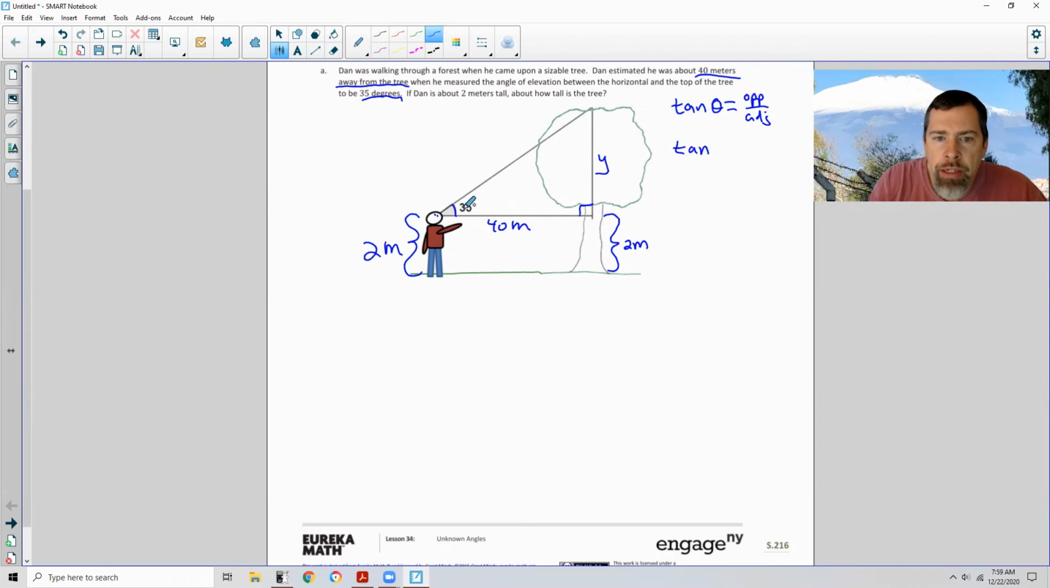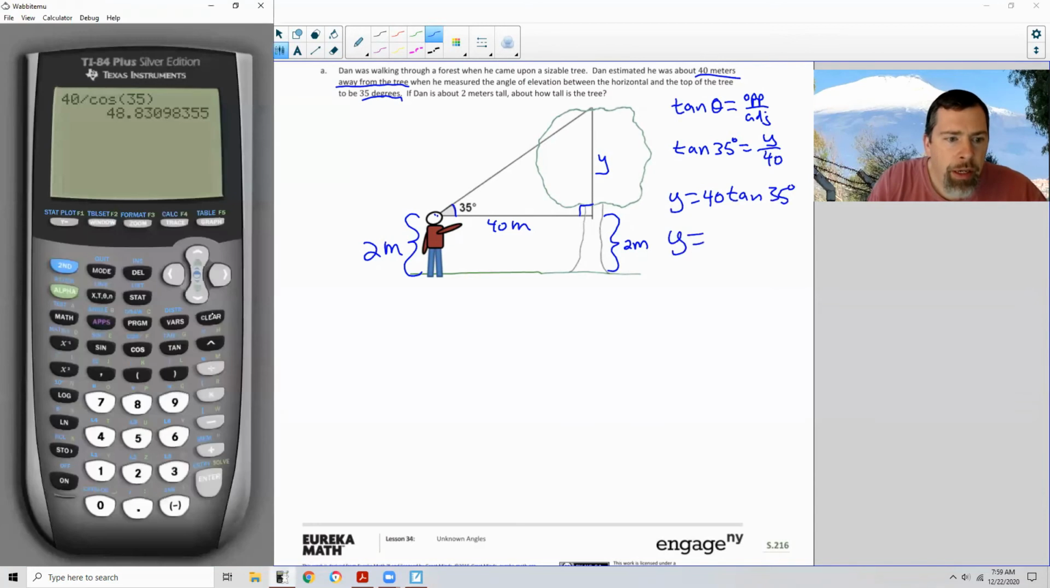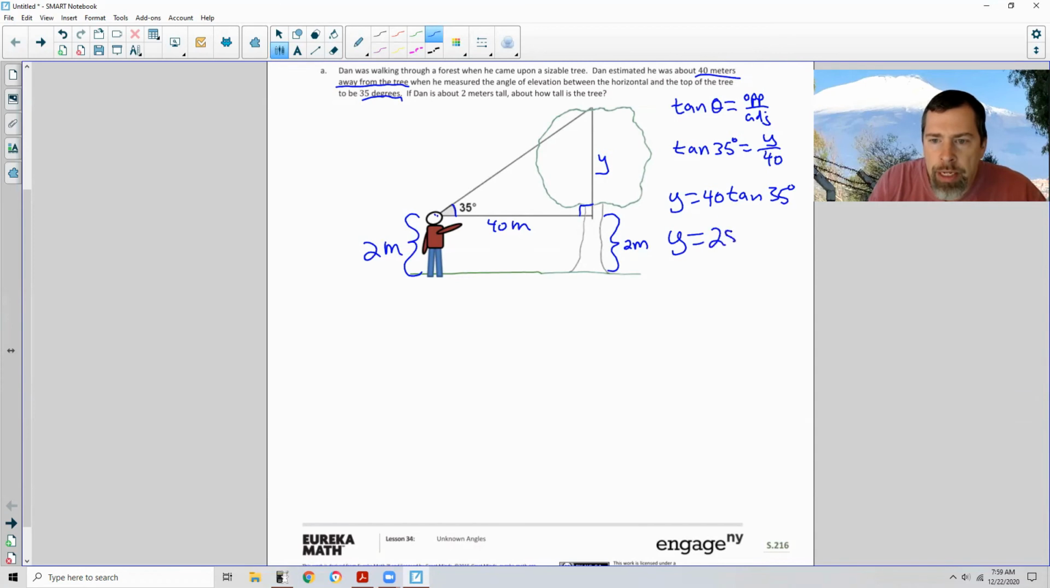So the tangent of theta, in this case 35 degrees, equals the opposite, which is y, over adjacent, which is 40. So to find y, I just multiply both sides by 40, and that will give me y equals 40 times the tangent of 35 degrees. Then I put that in my calculator, 40 tan 35, and hit enter. And I get 28.008. So it's pretty close to 28 meters.